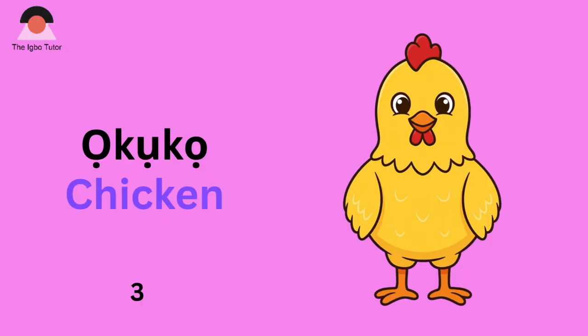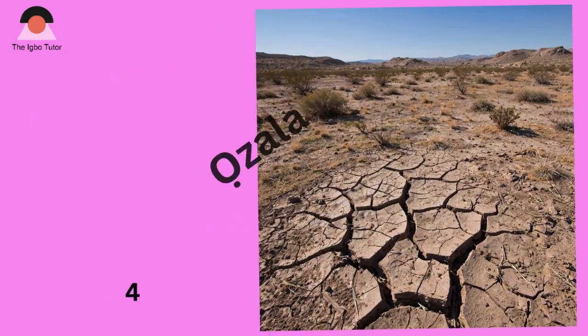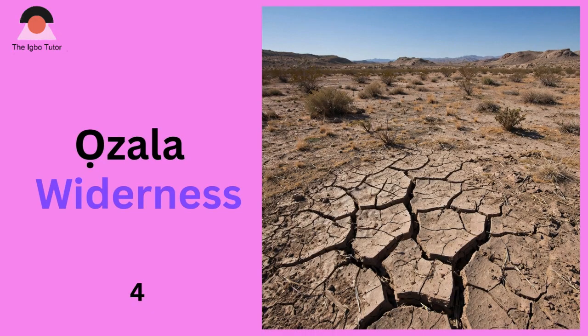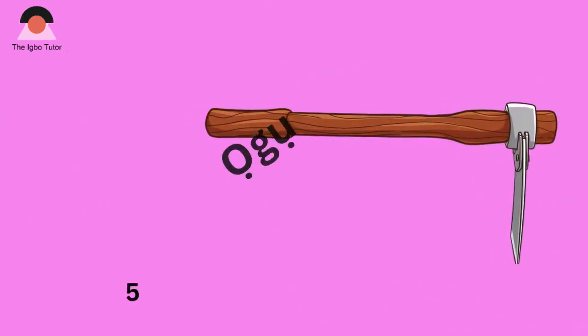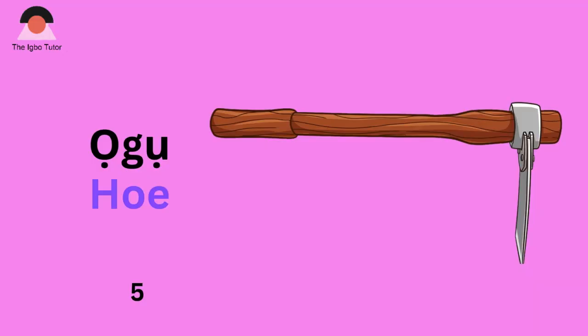Oka. Let's go. Number 3, okuko, chicken. We move. Number 4, ozala. Ozala, wilderness. We move.